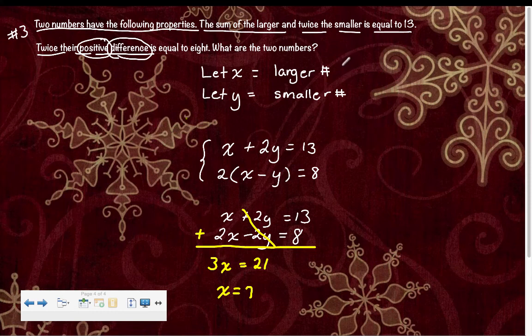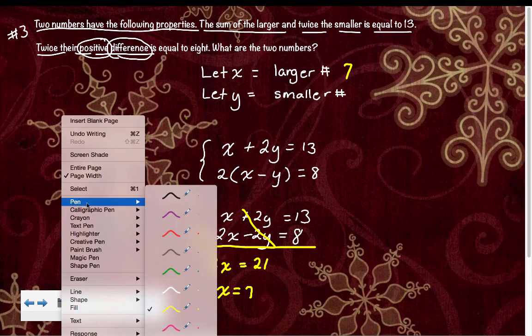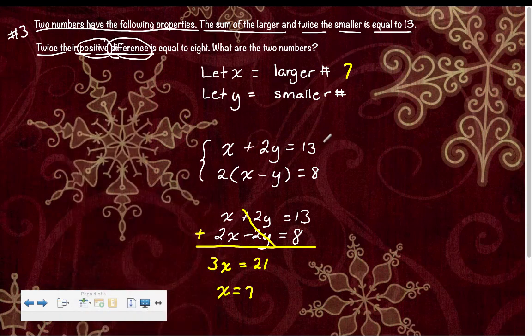So I think my larger number is 7. Well, now I'm going to go back to any one of my equations. I'll go back to this one, and I am going to substitute 7 in for x, and that will then get solved. Move this 7 over here. Oh, so I say my y value is 3.